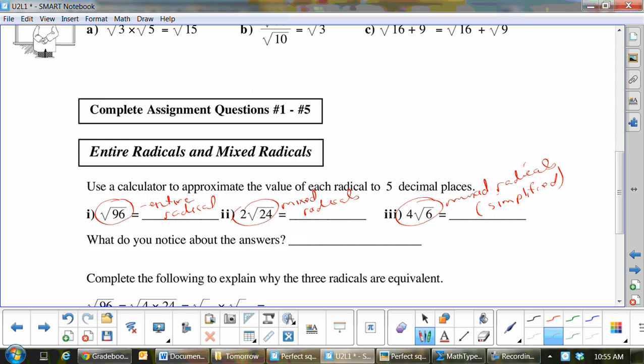Because, you know what the square root of 96 is? The same thing as 2 root 24. It's the same thing as 4 root 6. Those all give the same answer. They give the answer 9.8. So square root of 96 is 9.8. 2 root 24 is 9.8. 4 root 6 is 9.8. See, in one, they kept everything inside the house. In two, they took some of it out of the house. In three, they took everything out of the house they could.